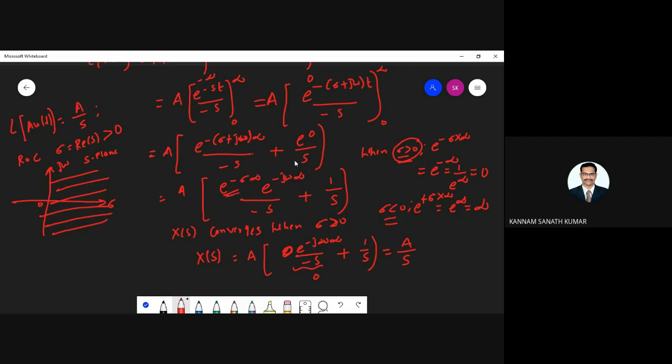When it is greater than 0 you are getting 0. When it is less than 0 you are getting infinity. So that means the above function is not defined when sigma is less than 0. This function is defined only when the real part of s is greater than 0. Convergent means it has some finite value, so it is defined only at the right half of the s plane. So what is ROC? ROC means it is defined only at the right half of the s plane.